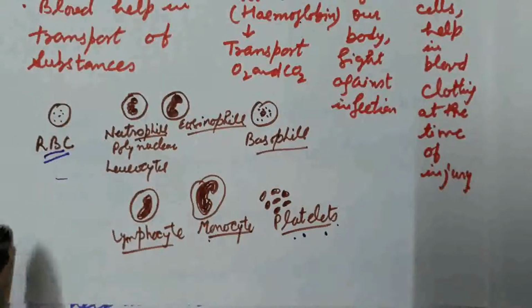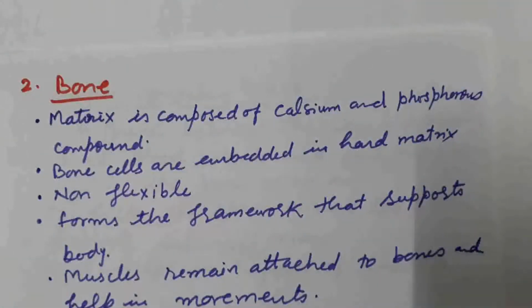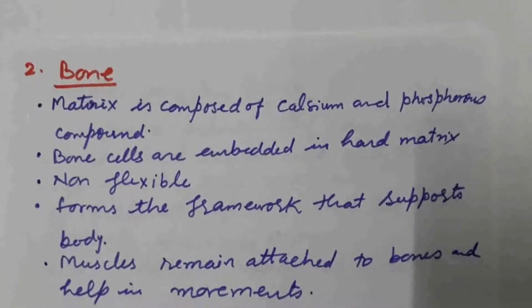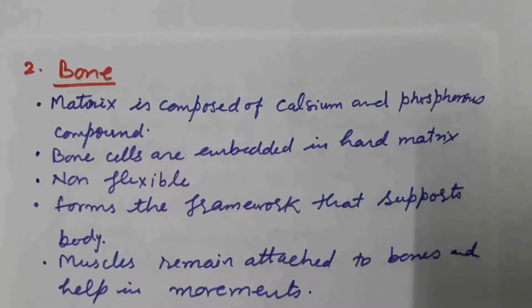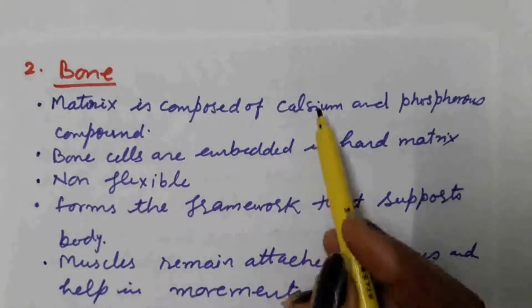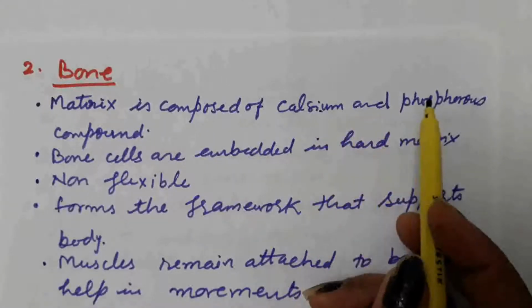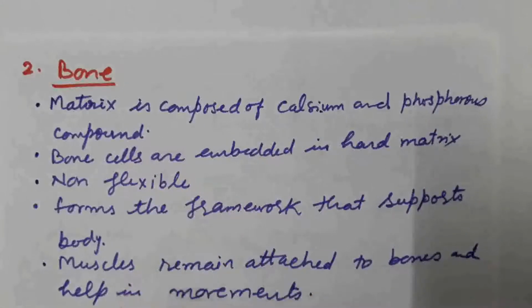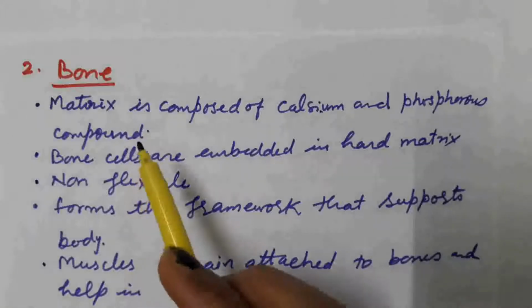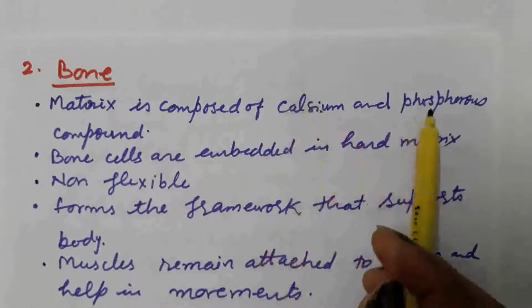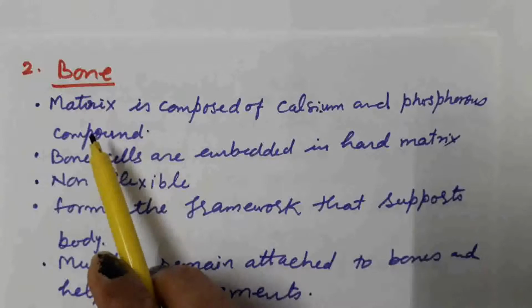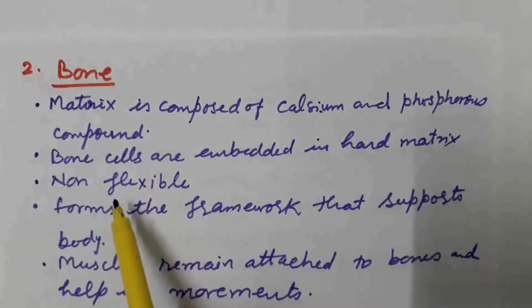Second type of connective tissue, bone. In bone, the matrix is composed of calcium and phosphorus compounds. So these minerals provide hardness to the matrix.